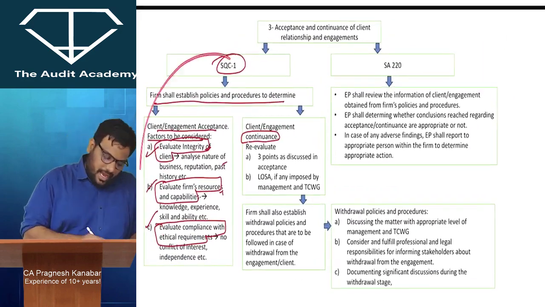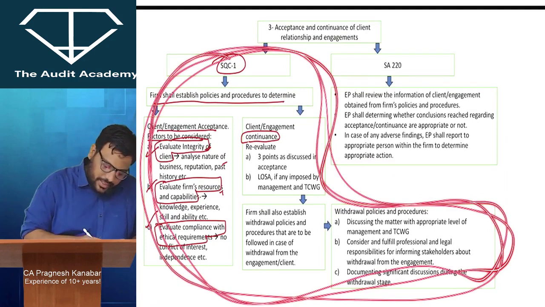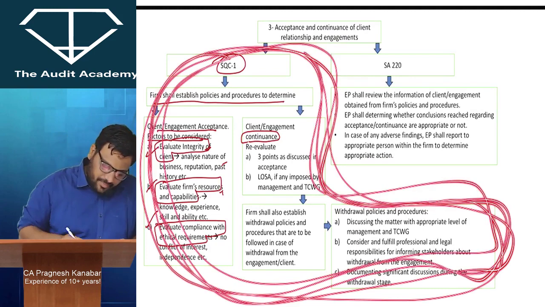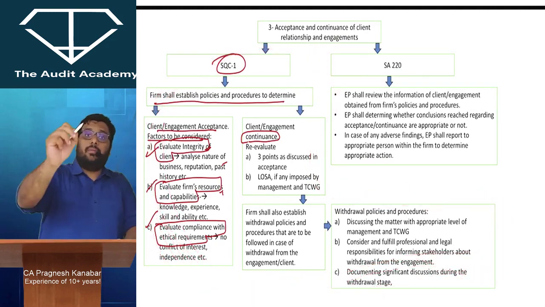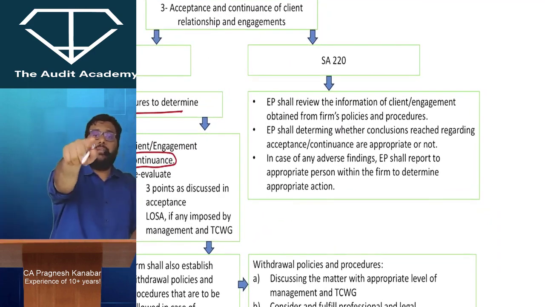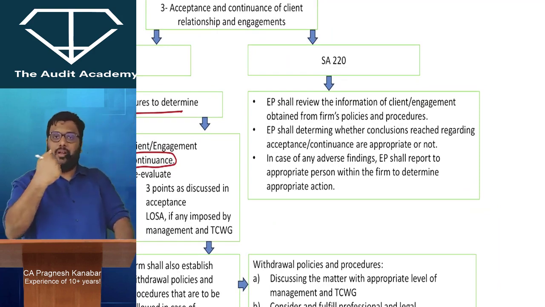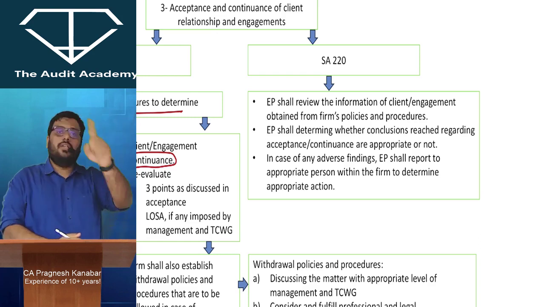Alright. So these are the points when it comes to client or engagement acceptance and continuance. What will be the role of the engagement partner over here in case of audit of financial statements? Listen, engagement partner, you can't decide whether to accept a client or not. All of those decisions will be taken by the firm's leadership. What will be your role?